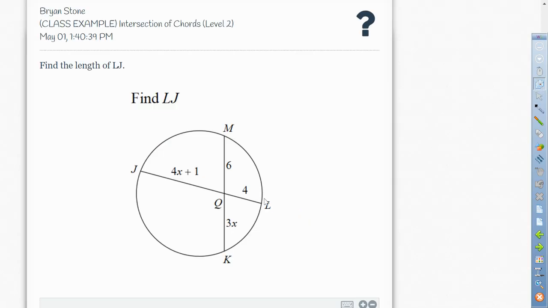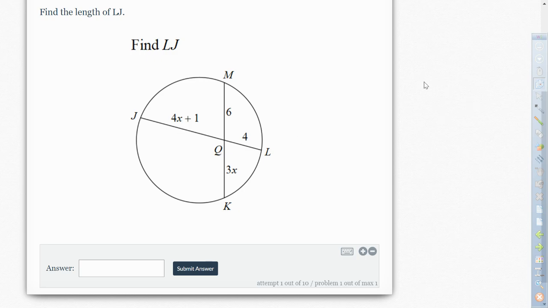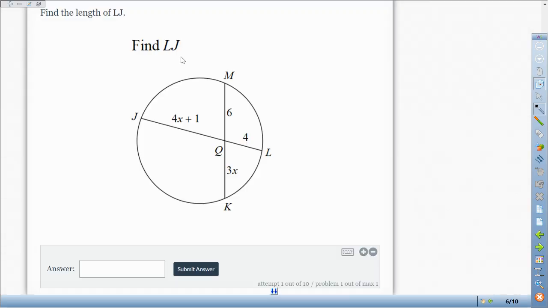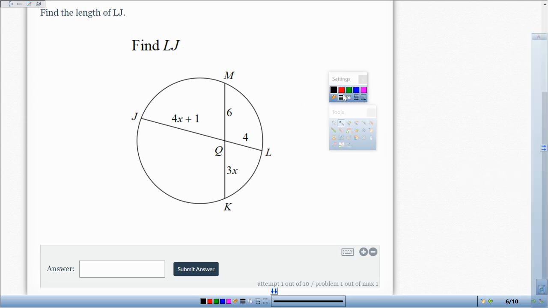All right, so let's see. On this one, these problems are the little bit more difficult ones. They're giving us, I guess, more complex values. And if you guys notice, ultimately what they want us to do is find LJ. They actually want us to plug it back in and find the length of a segment. Okay, we'll do that after we find x. Okay, so let's go ahead and set this up.